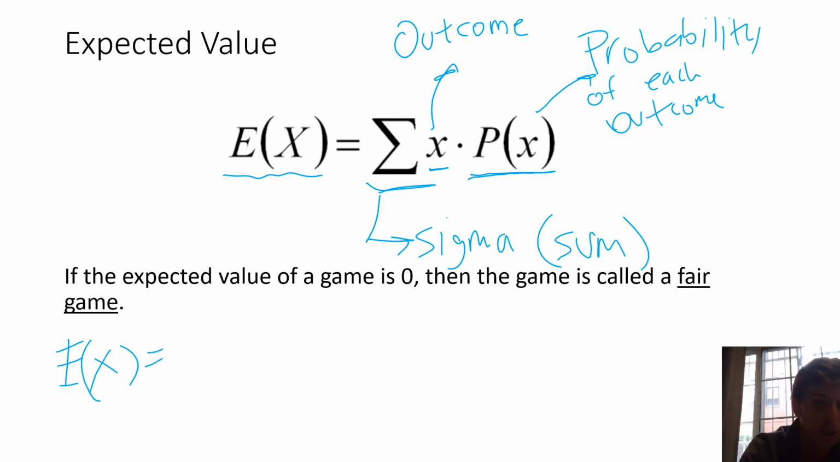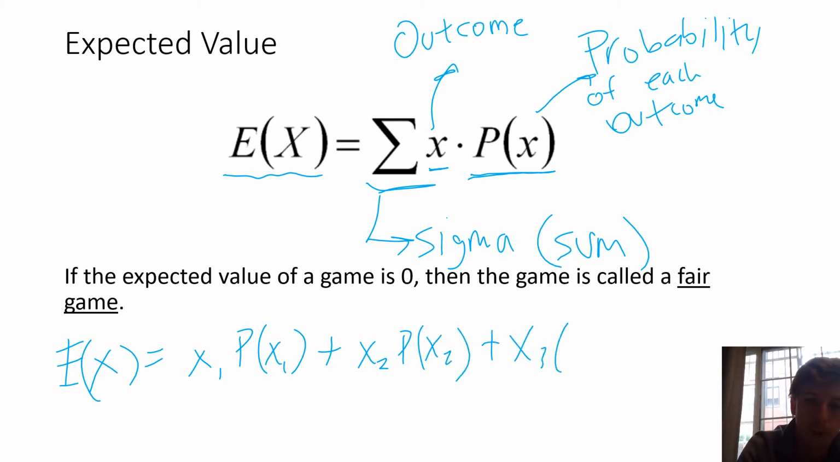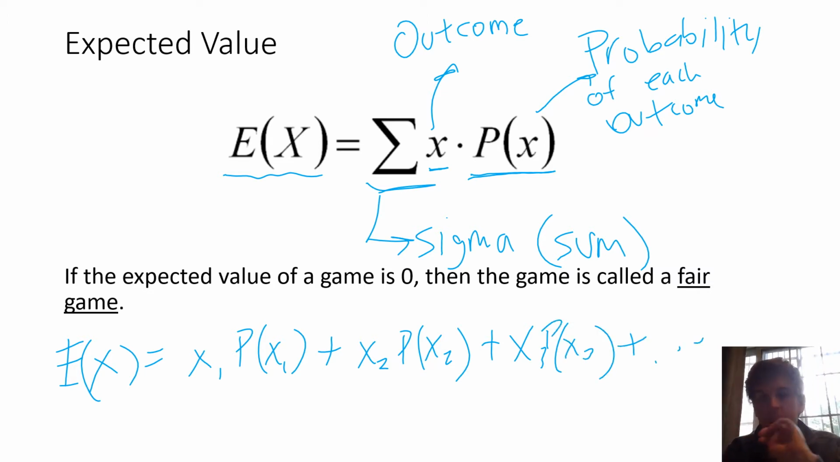To calculate these expected values, it's this first outcome, x1, times its corresponding probability, plus our second outcome times the corresponding probability, plus our third outcome times the corresponding probability. I think you get the idea, however many there are. Okay? And if the expected value of a game is 0, then we call that a fair game. You're not expected to win or lose any money in the game. So now we kind of know expected value. Let's jump into some examples.